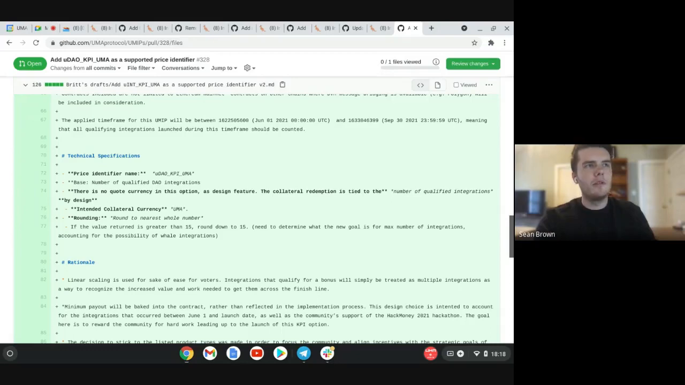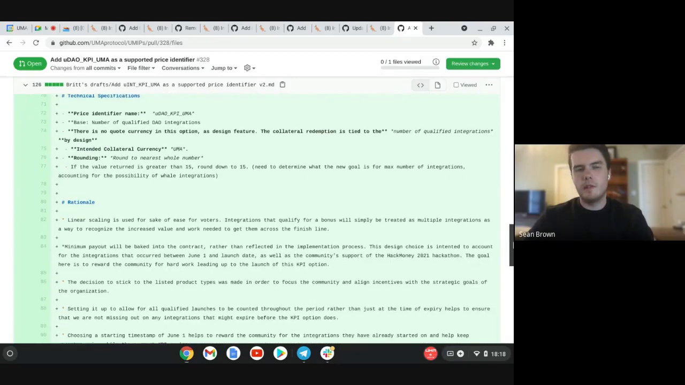I also think, okay, I need to review the language in the UMIP again, but I think it'd be good if it was a rolling time frame, because what that would allow us to do in the future is reuse this contract. Instead of saying it's going to expire at this time and we should count any integrations from now until then, we should just say we count the number of qualifying UDAO integrations in the past 4 months or something. That way it turns into a rolling thing instead of a bespoke one-time use UMIP.